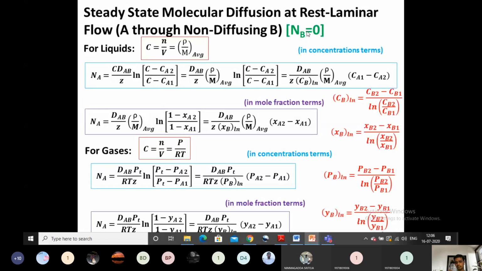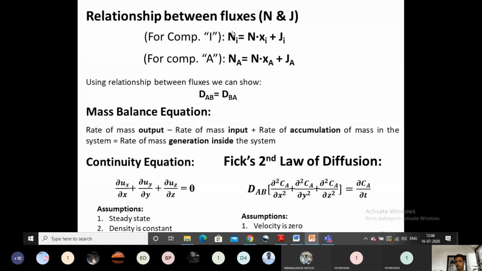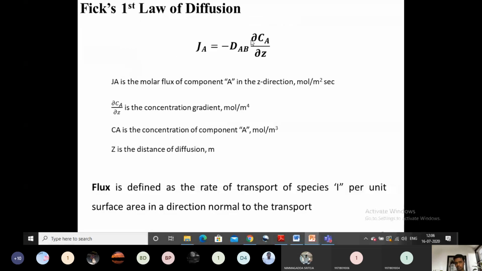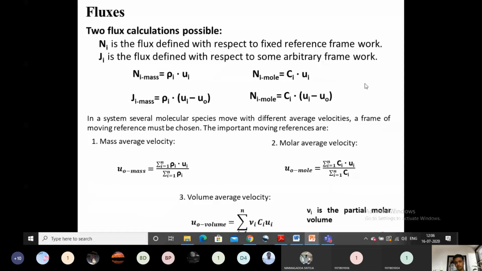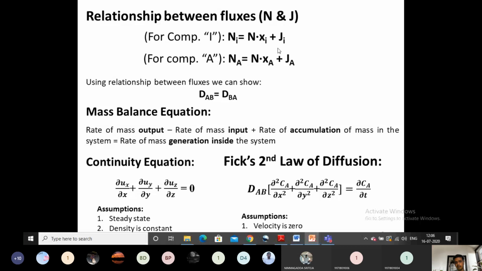For the next class you have to do only two things. First, you have to remember this fact: NB is equal to 0 for A through non-diffusing B, and for equimolar counter diffusion, N is equal to 0 and NA is equal to minus NB. And next one is the relationship. The two equations you have to remember are Fick's first law of diffusion and this relationship between diffusivities. This is one task for the next class.